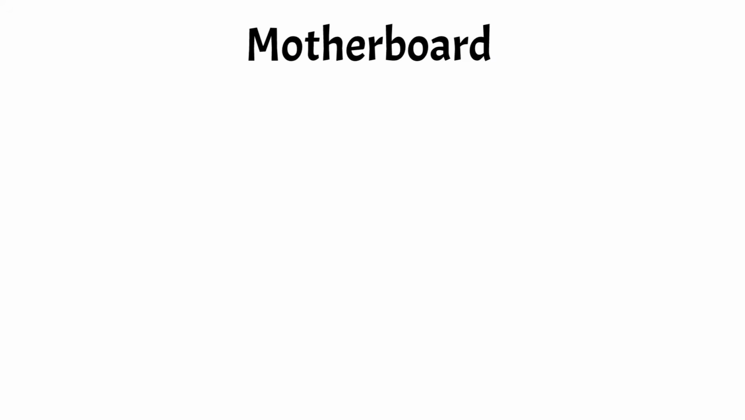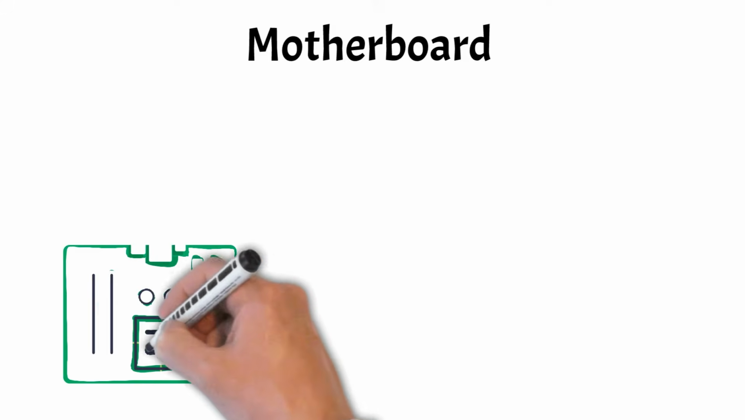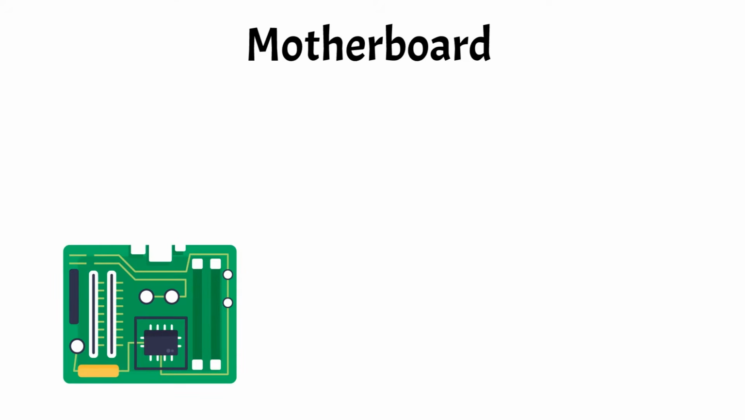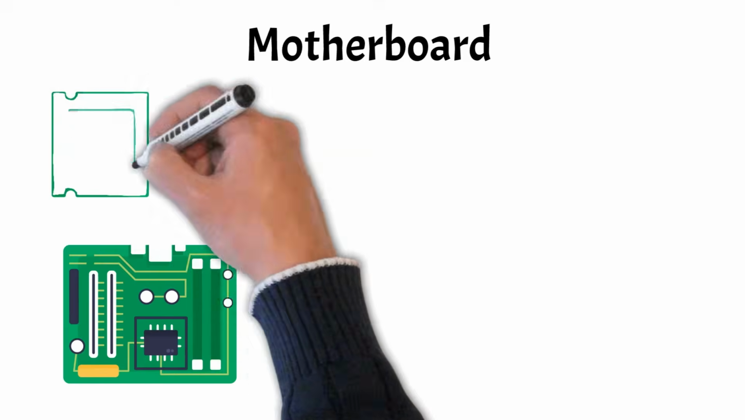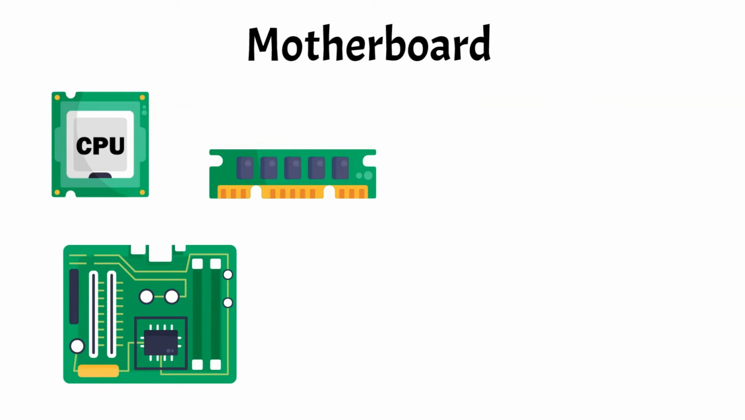The motherboard is the central hub of a computer, acting as the main circuit board that connects and allows communication between all other components. It houses the CPU, RAM, storage drives, and various expansion cards, linking them together so they can function as a cohesive unit. The motherboard also includes a chipset that manages data flow between the processor, memory, and peripherals.